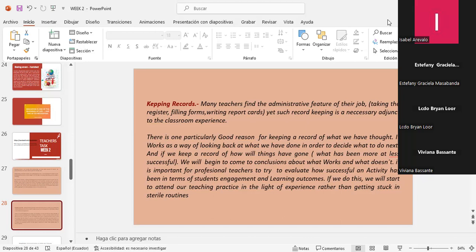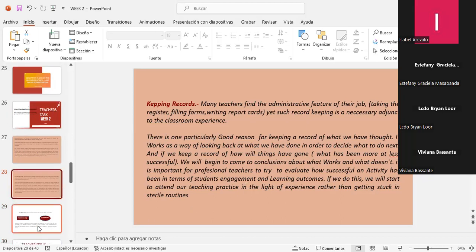Okay, remember that you have to visualize the kind of student that you have. Do you remember what kind of students we have? Do you remember the different intelligences? Some students are visual, right? Are mathematical, musical, okay? We have to change the things.